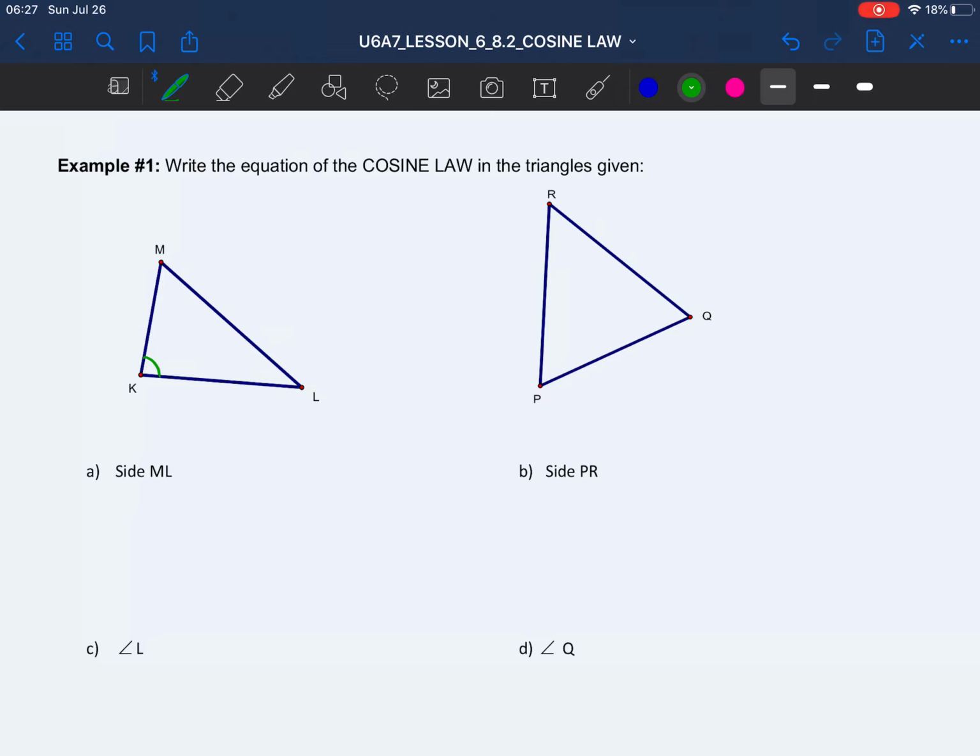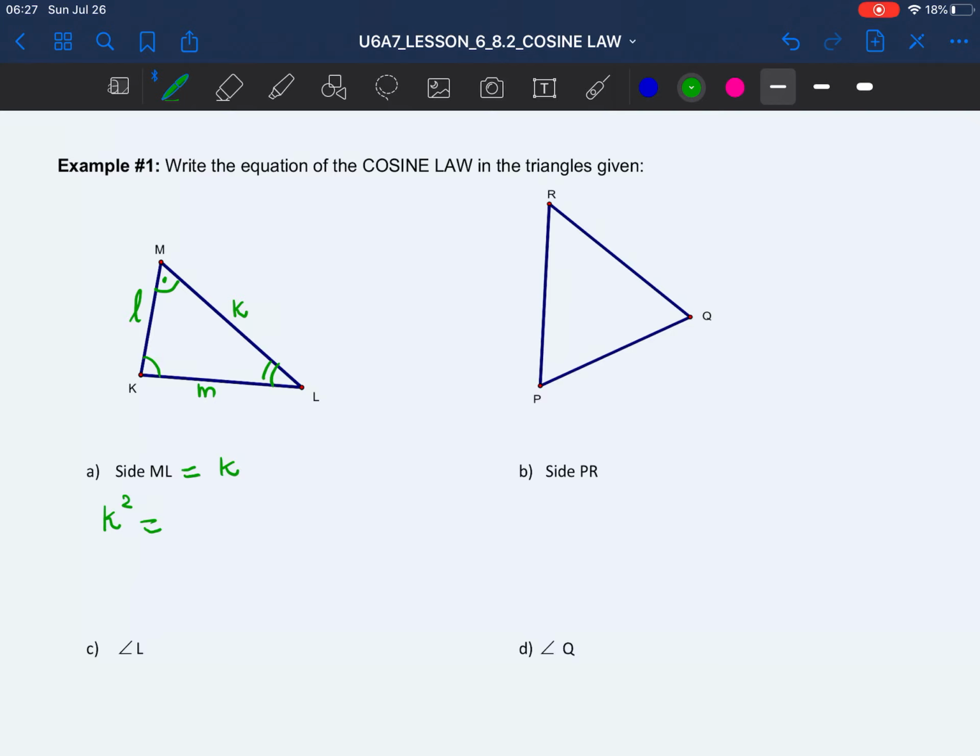In the first triangle, we have angles K different from L and different from angle M. Opposite angle K is lowercase k. Opposite M, lowercase m. Opposite L, lowercase l. If you are trying to find side ML, which is this side in here, that means we are trying to find side lowercase k. So to write the cosine law for side K, we're going to write k squared equals.